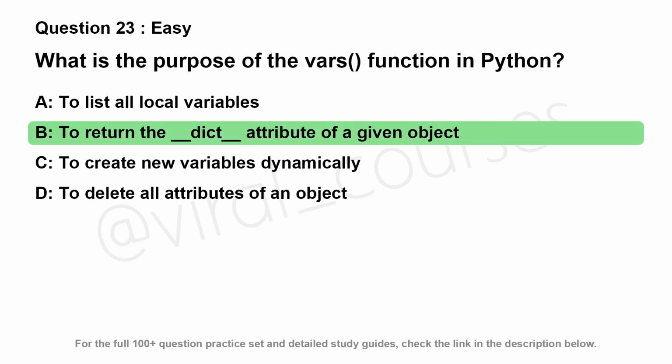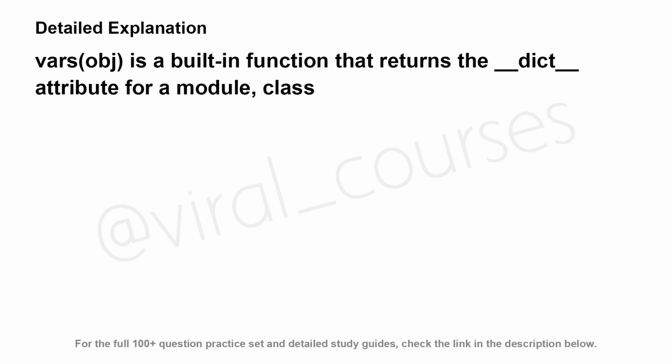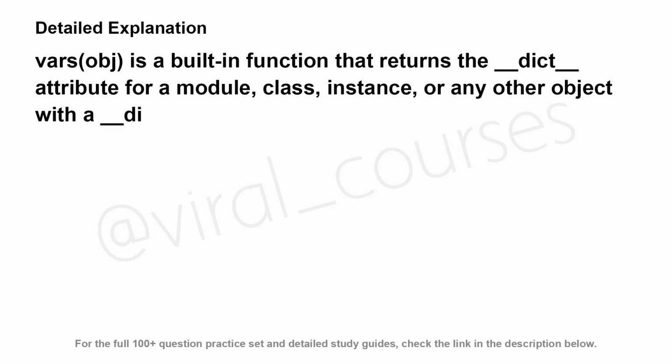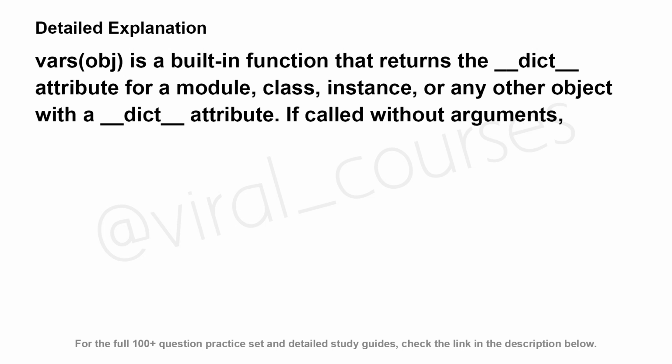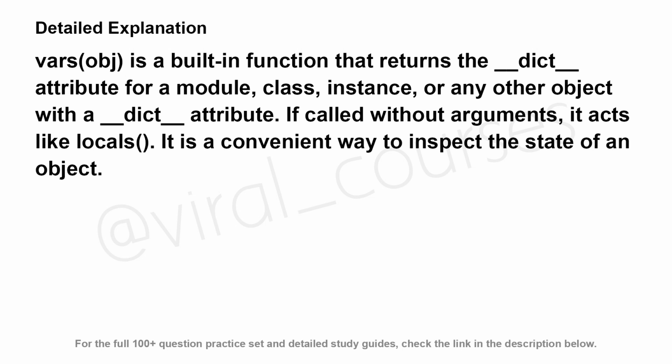The correct answer is B. vars(obj) is a built-in function that returns the __dict__ attribute for a module, class, instance, or any other object with a __dict__ attribute. If called without arguments, it acts like locals(). It is a convenient way to inspect the state of an object.